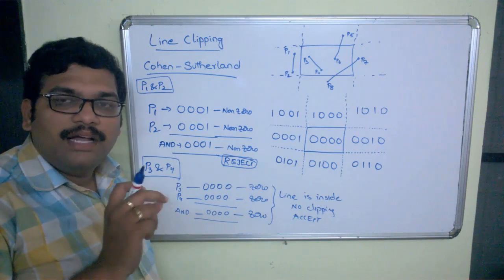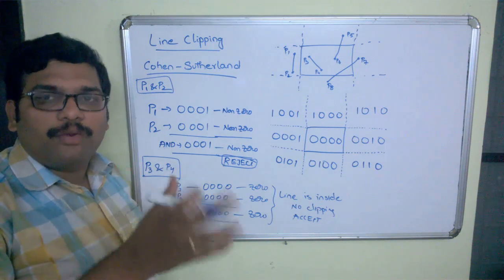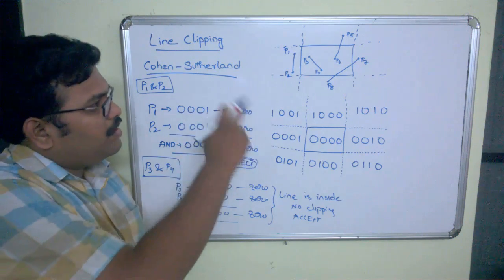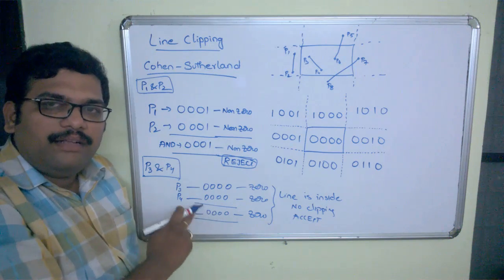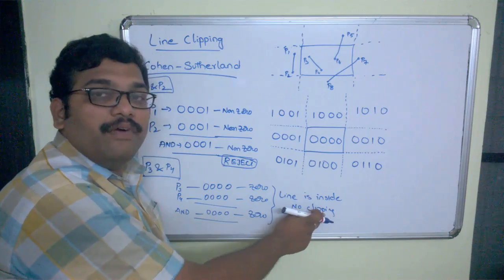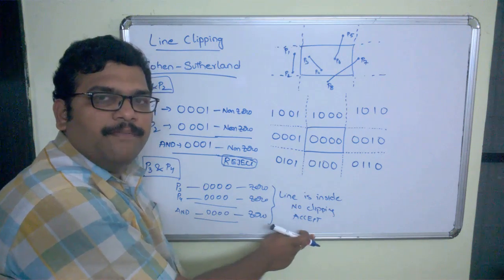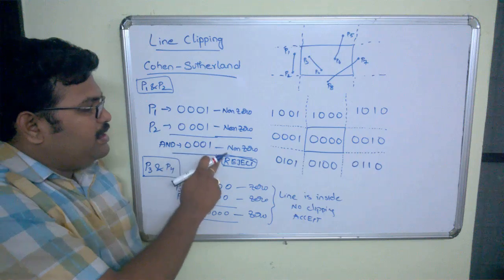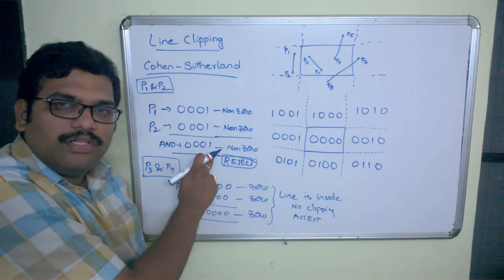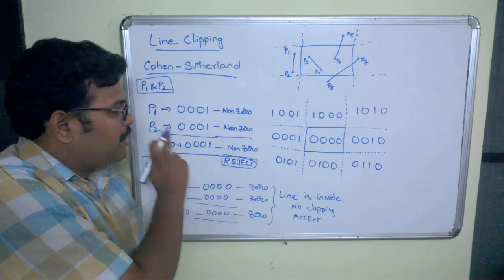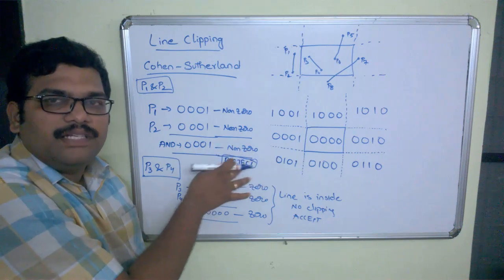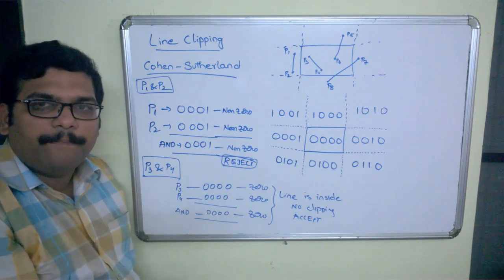So clipping means we are just discarding the outer portion of the window, the portion which lies outside the window. So here for P3 and P4, the complete line is inside the window. That means no clipping is required, so the line is accepted. In the previous case, the complete line is outside the window because both are non-zeros and the AND operation is also non-zero, so that indicates the line lies outside the window, so simply we can reject. Here also no clipping is required because we are just rejecting the complete line.